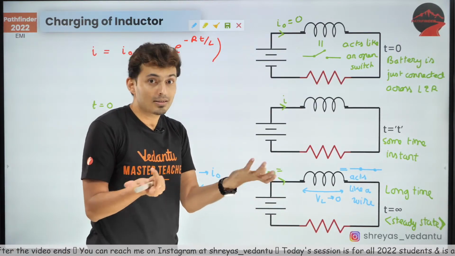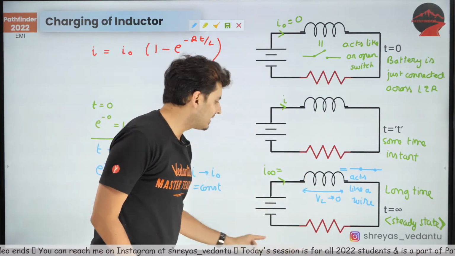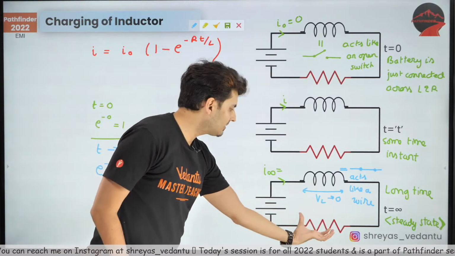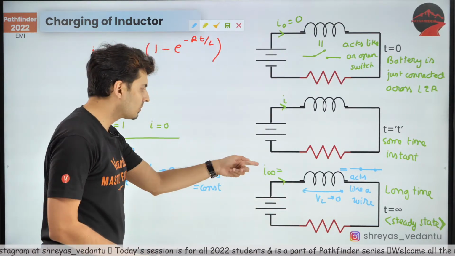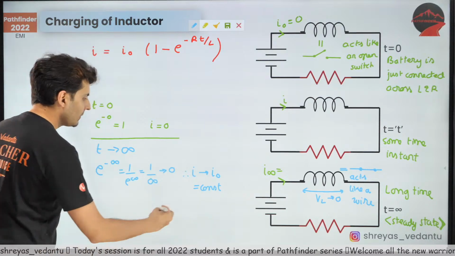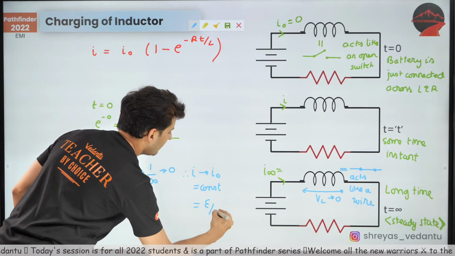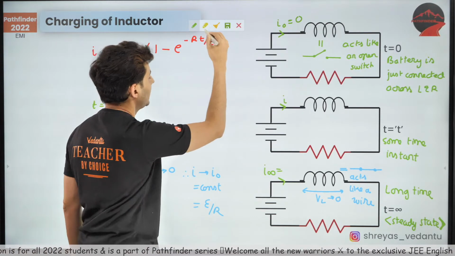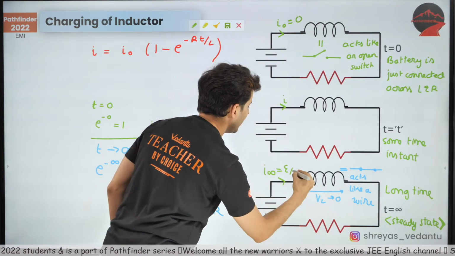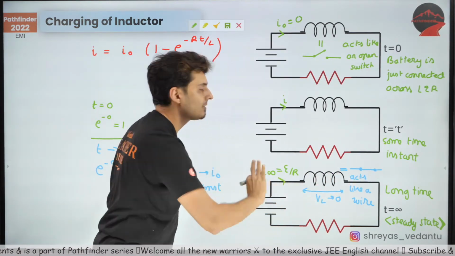What is the voltage difference? 0. So what will be this current? Current will be voltage by resistance. What is voltage? E. What is R? R. So this current undoubtedly will be nothing but E by R. So I can probably put it here as well. So this will be nothing but E by R, because this inductor behaves like a wire.